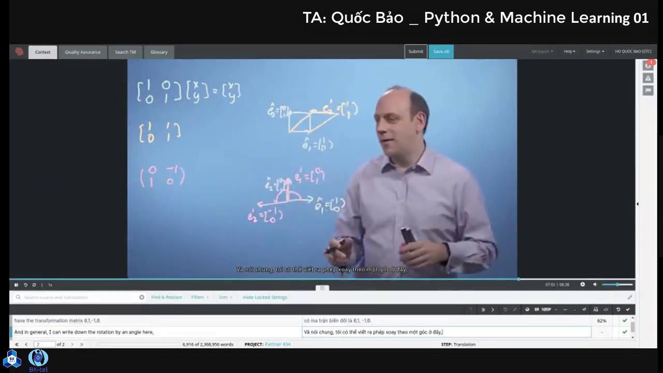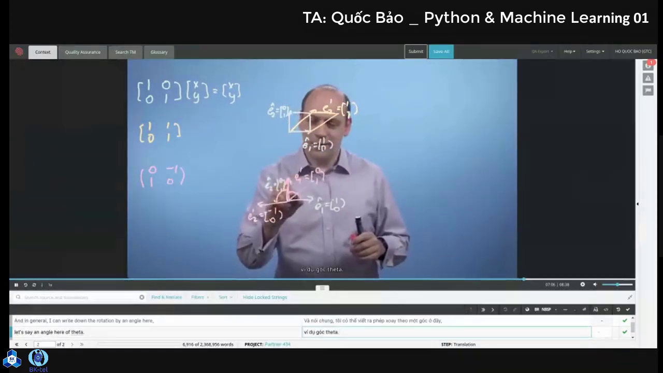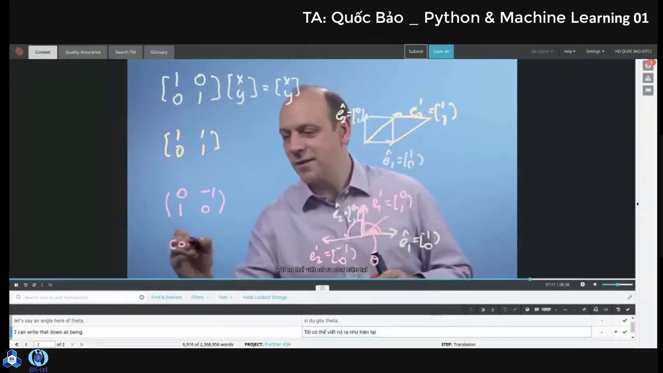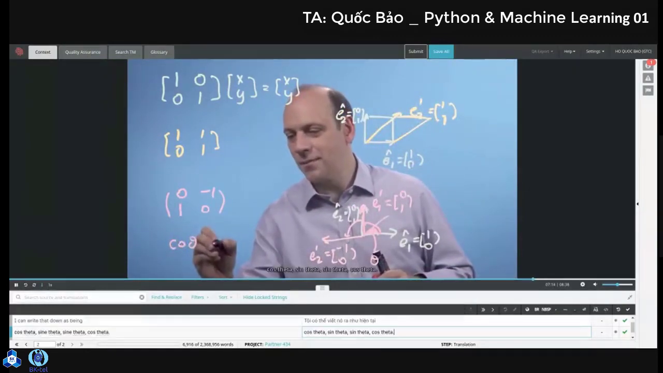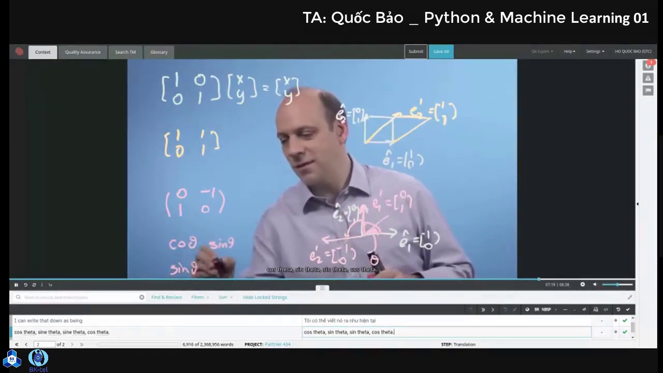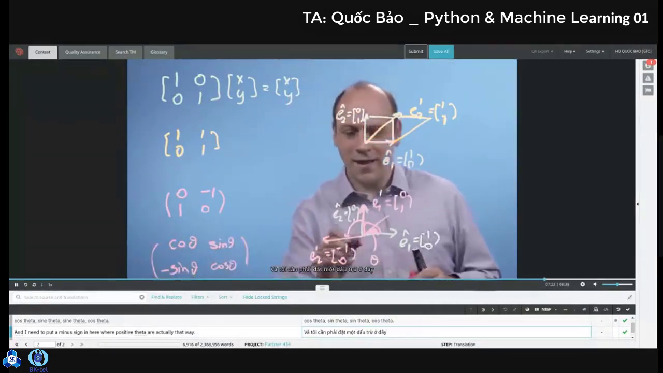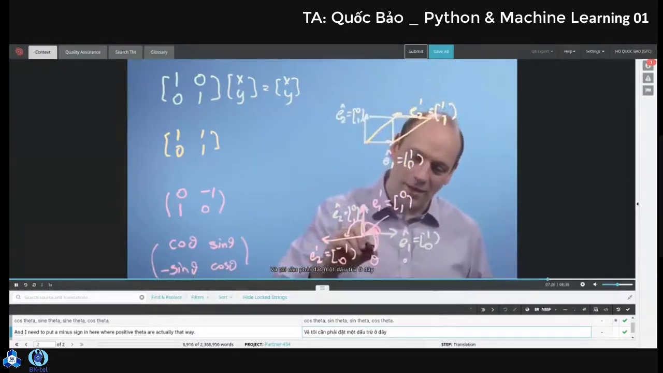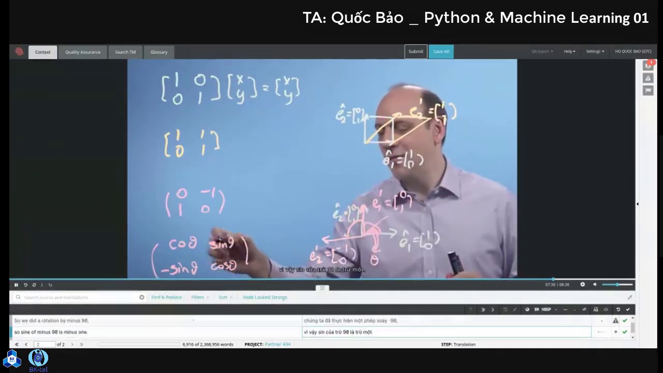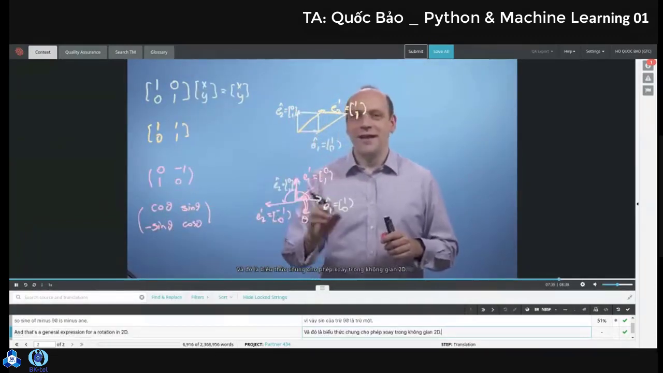And in general, I can write down a rotation by an angle here, let's say an angle here of theta. I can write that down as being cos theta, sine theta, sine theta, cos theta. And I need to put a minus sign in here where positive thetas are actually that way. So we did a rotation by -90, so sine of -90 is -1. And that's a general expression for a rotation in 2D.